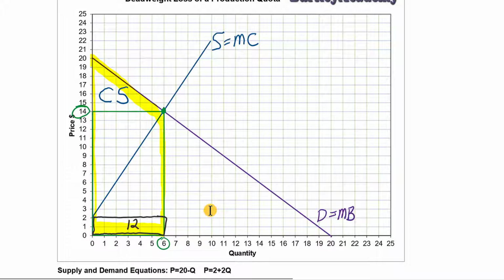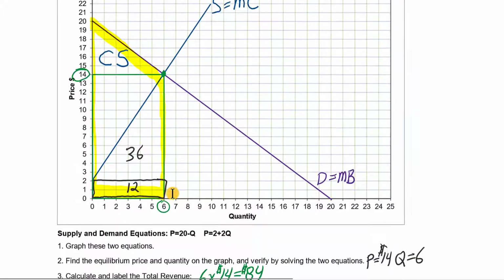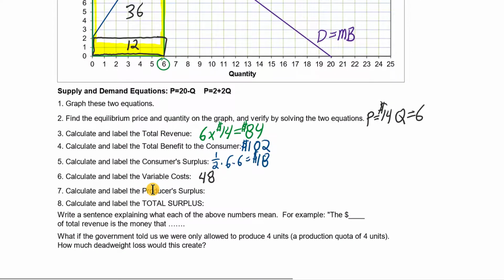And then we want to add to that this triangle, which is 1/2 times 6 times 12, from 2 up to 14. So 1/2 times 6 times 12 is going to be 36. So 36 plus 12 will give us our variable costs of $48 total. This variable cost tells us the total amount spent in things like labor and materials, anything you use more of when you produce more units. So to produce all 6 units, these businesses would have to spend $48 in labor and materials costs.